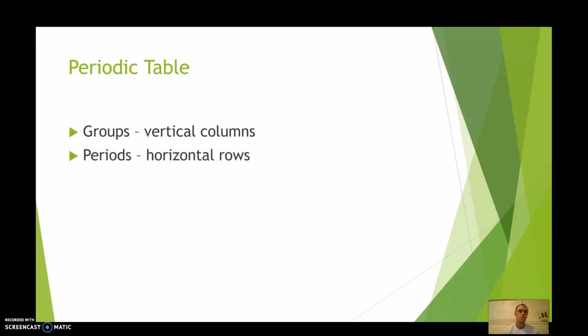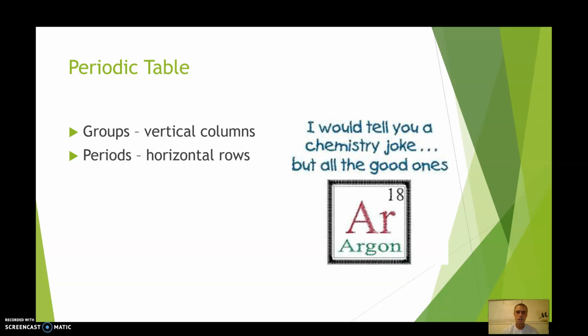on the periodic table. The next would be periods, and periods are the horizontal rows that go across the periodic table. Okay, and again, we can number those period 1, period 2, period 3, etc. like that.